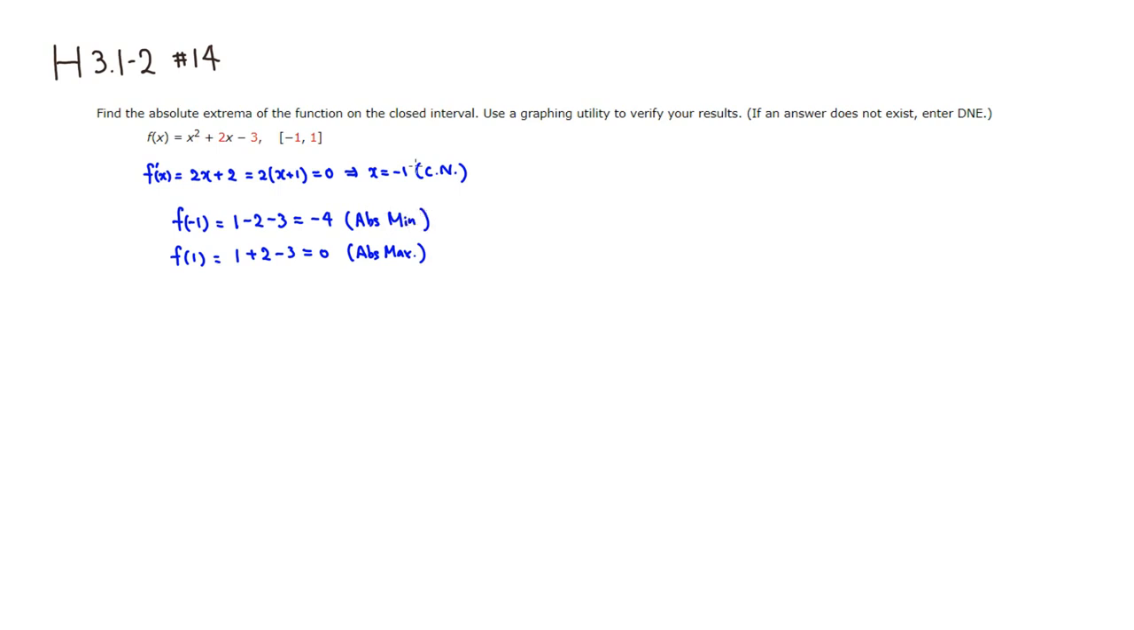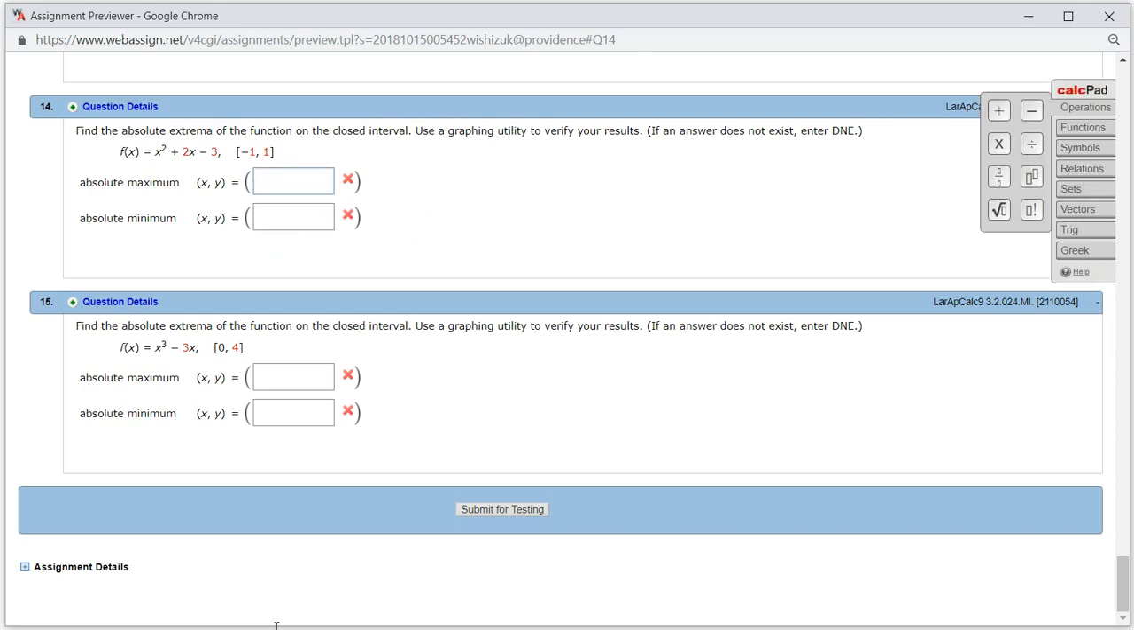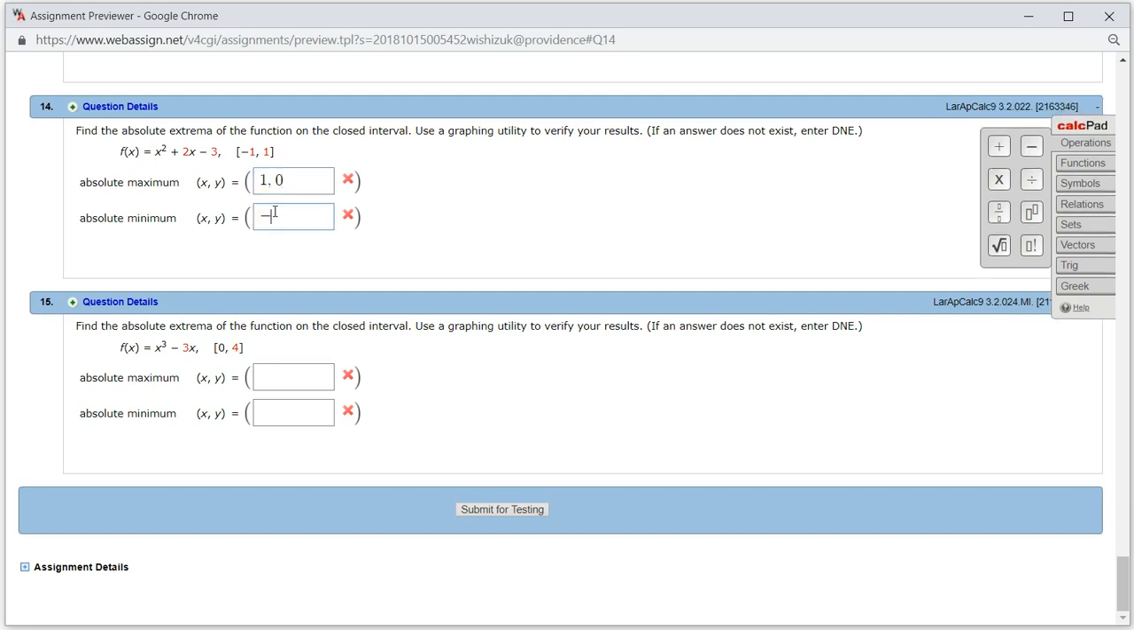All right, so let's type it in. The absolute maximum value happens at 1, and the function value is 0. The absolute minimum value happens at -1, and the value is -4, I believe. All right, so let's check the answer.